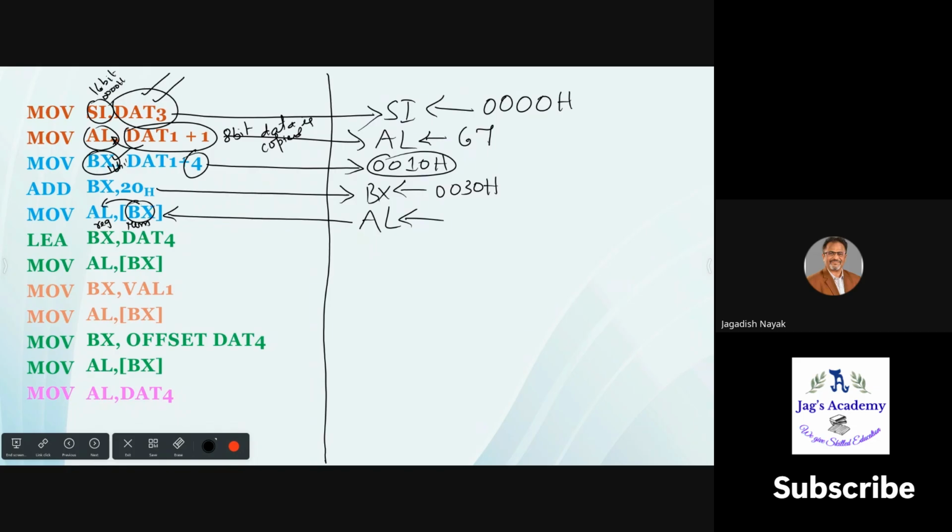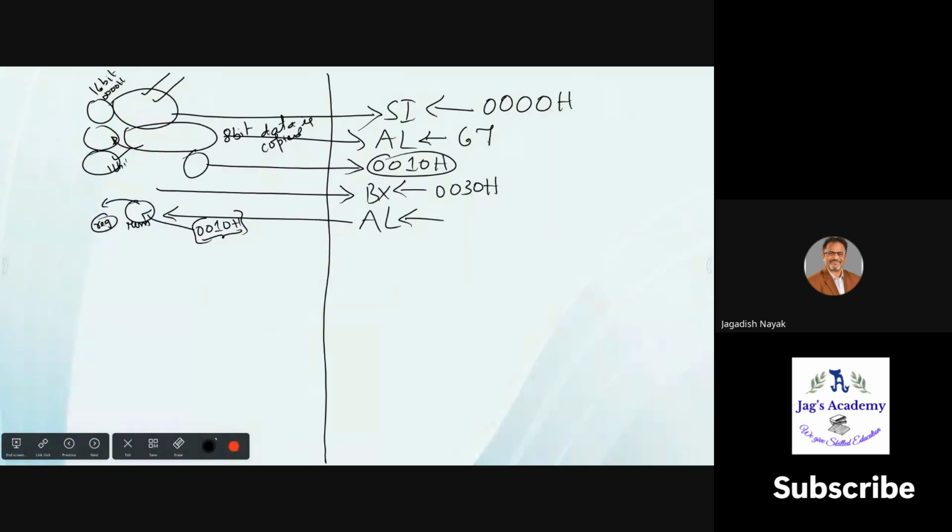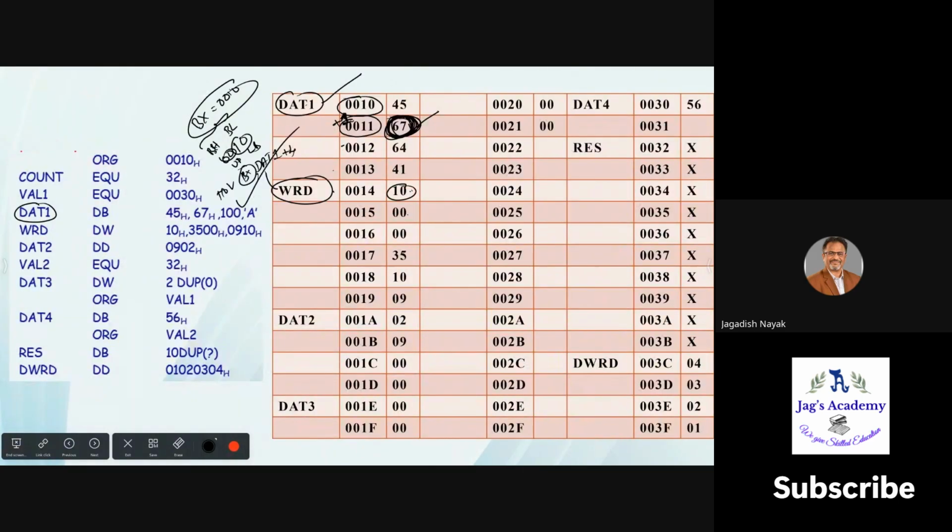Right? The BX register. What is the content of the BX register? Now tell me. The content of the BX register is 0010H. So it is actually copying an 8-bit data from the memory location 0010 to the AL register. Now tell me, what is there in the memory location 0010? Now see here, come back to this. What is there in memory location 0010?